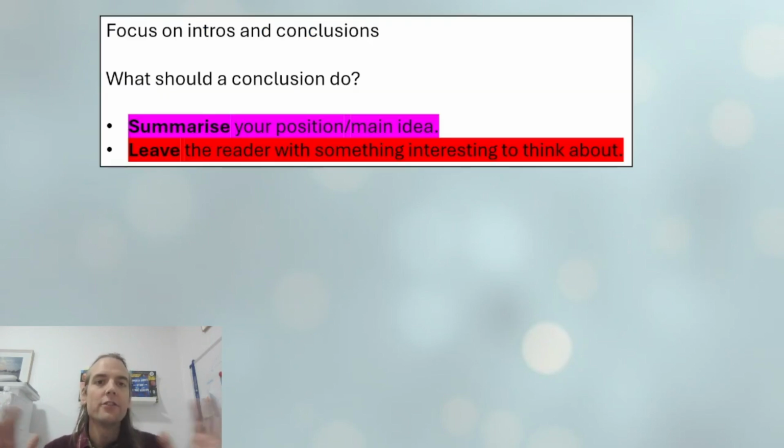Right, introduction's finished. Now we're moving on to conclusions. We're going to do the same thing for conclusions, thinking about what a conclusion should do. What is a conclusion? It's the bit that goes at the end.